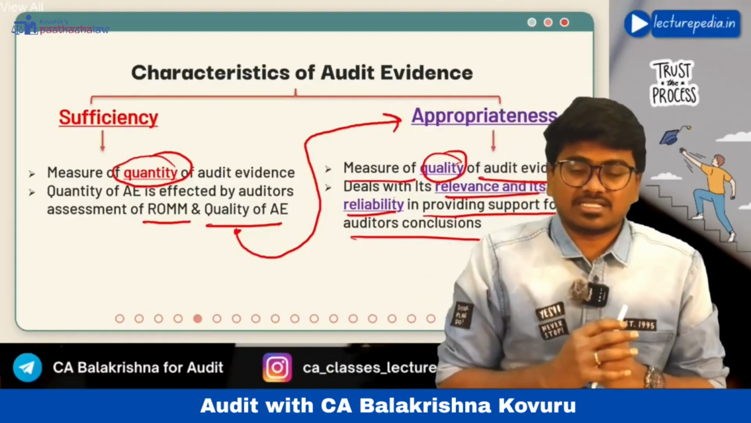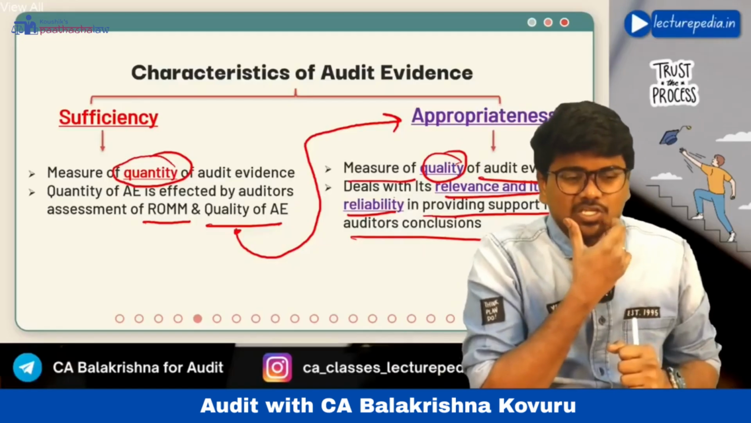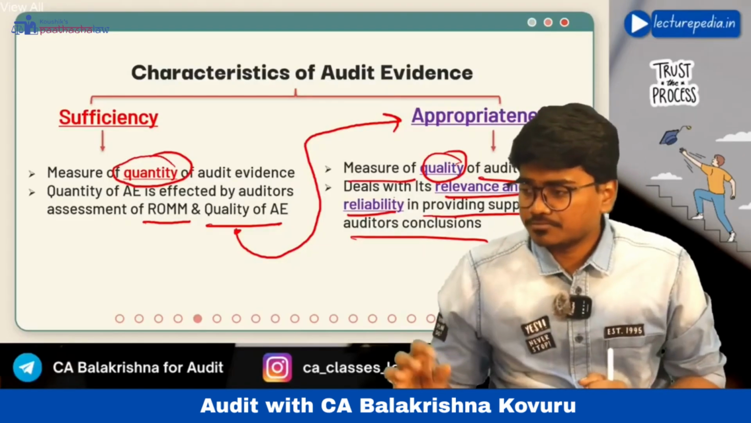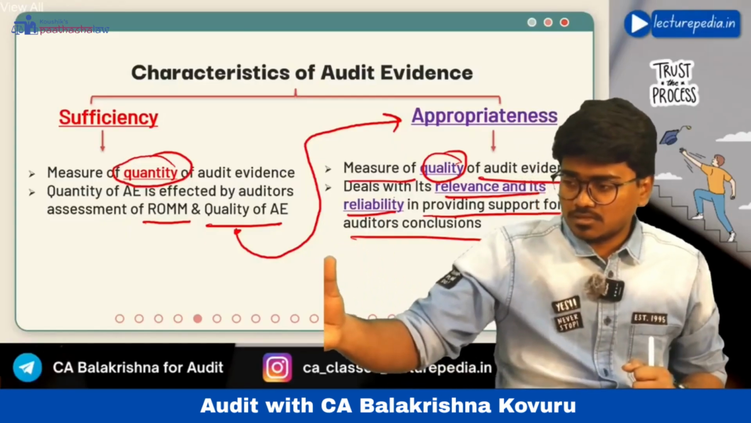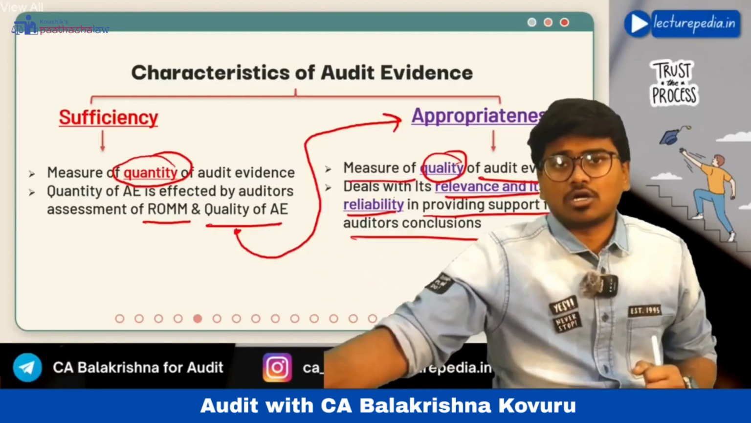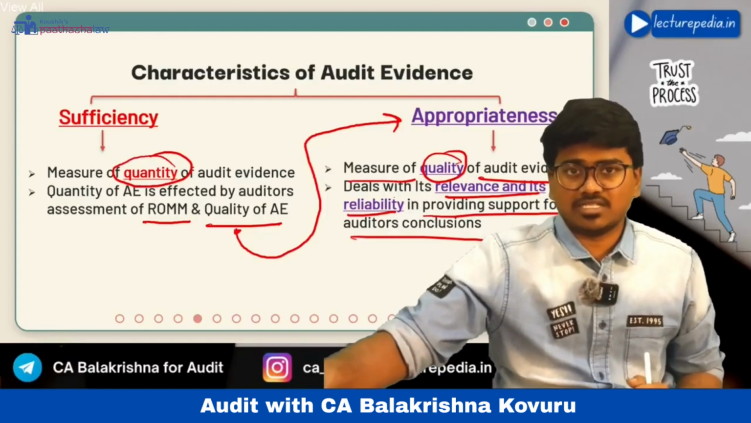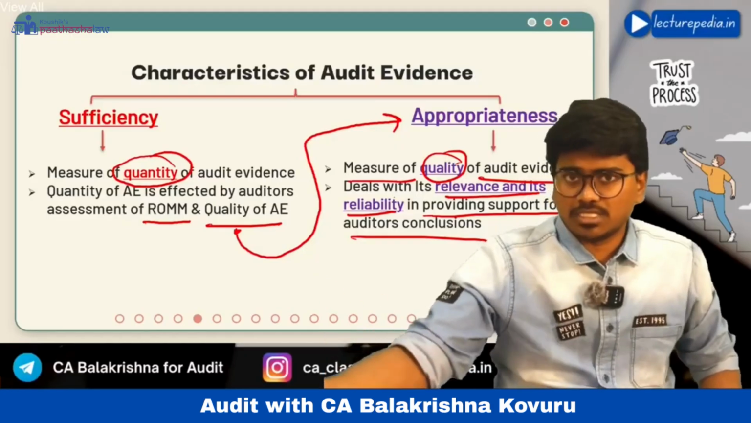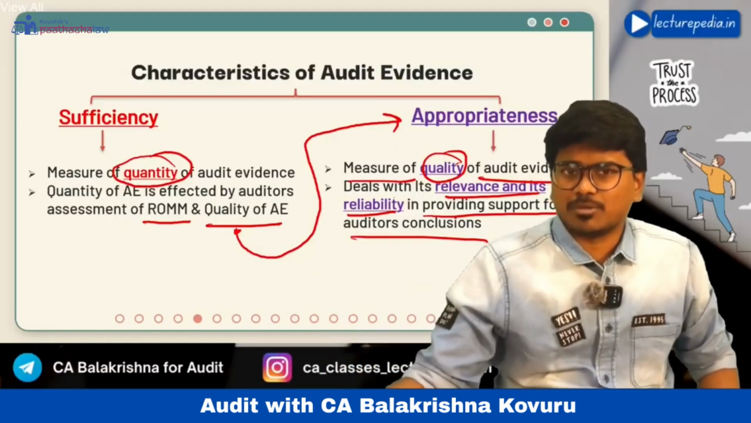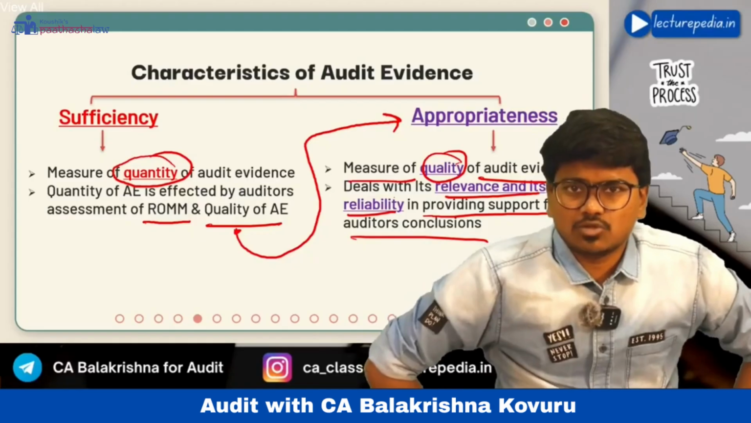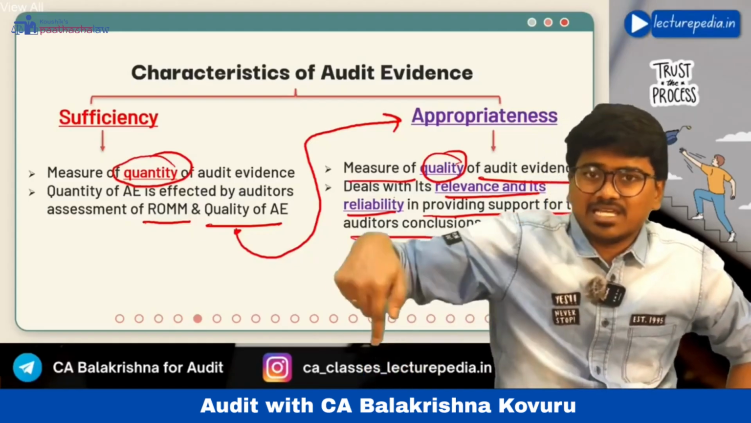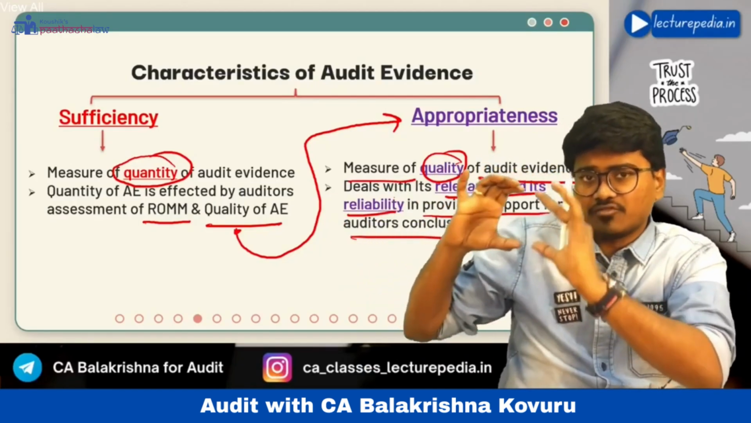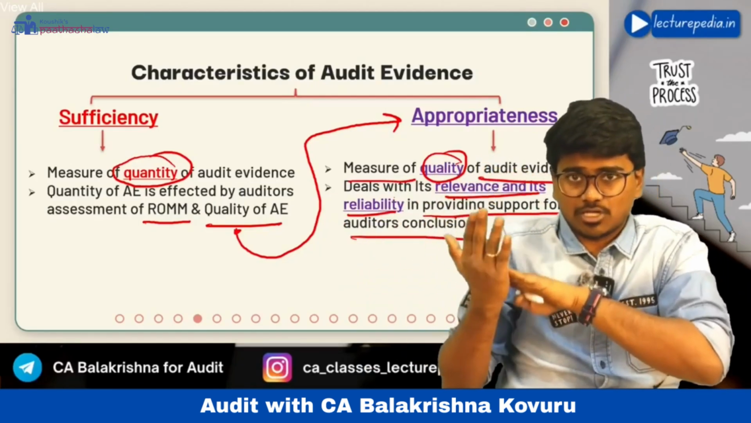Let's say for example, you wanted to verify whether the fixed assets are there or not. You wanted to verify whether the organization actually has the fixed asset that is being shown in the balance sheet or not. For this purpose, what is the audit procedure that you have to perform? You have to physically visit the location and take photographs of the fixed asset, right? That is the audit evidence that you have to obtain.